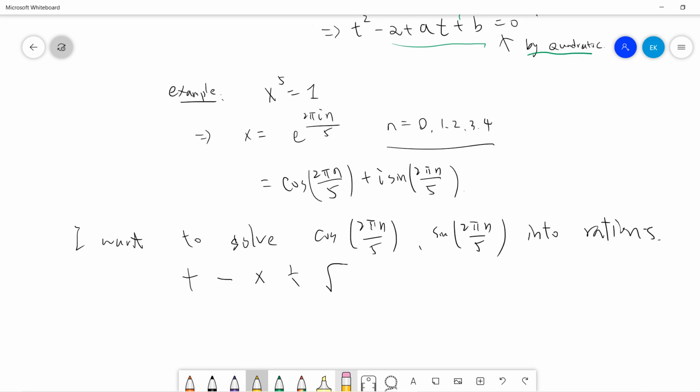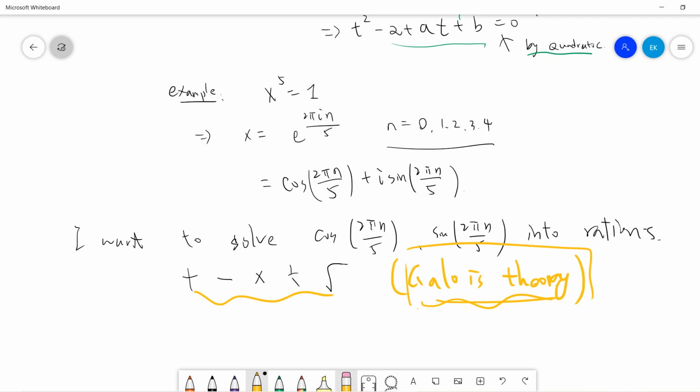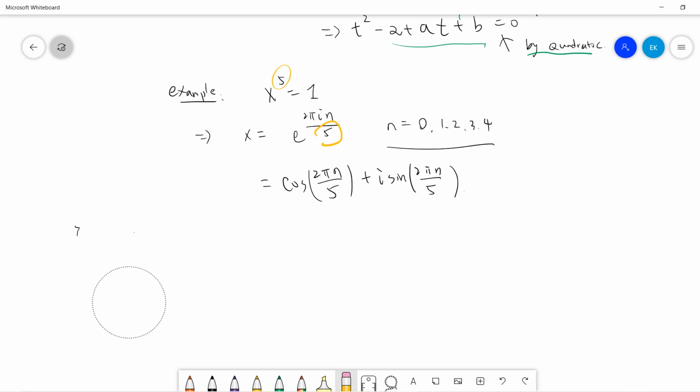This is actually related to the famous theory called Galois theory, which I plan to cover in the future on my YouTube channel. Basically, Galois theory will tell you which prime numbers can be put here so that you can directly solve it. So one can solve cosine 2 pi n divided by 5 and sine 2 pi n divided by 5 as expressions of plus, minus, times, divide, and square root. Okay, so let's do it.